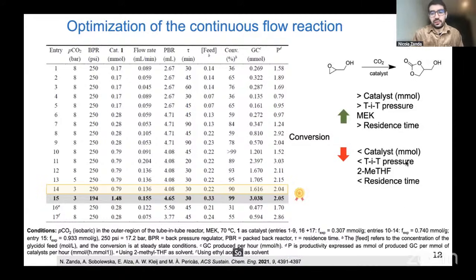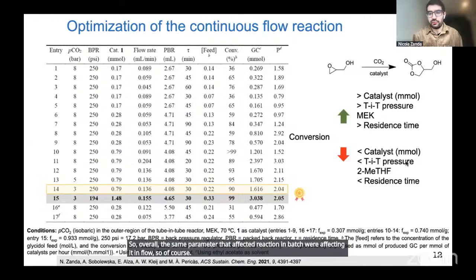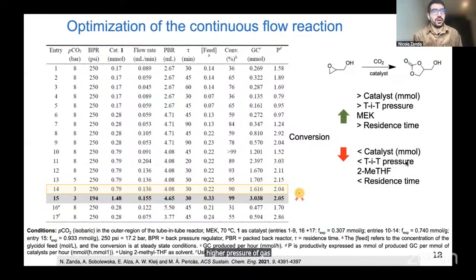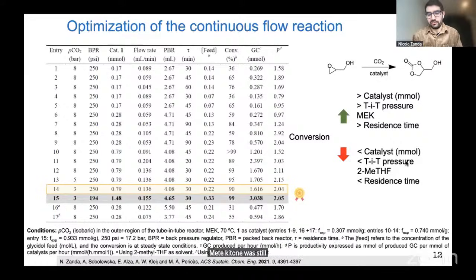So overall, the same parameters that affected the reaction in batch were affecting it in flow. Of course, higher pressure of gas in the tube-in-tube was allowing an increased amount of CO2, thus improving the kinetics of the reaction. Methyl ketone was still performing the best in flow, like what we observed in batch. Then of course, increasing residence time, so the time that the material spends inside the reactor, was also beneficial for the reaction.